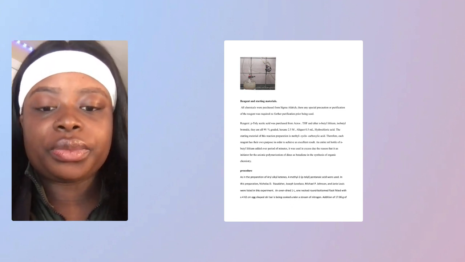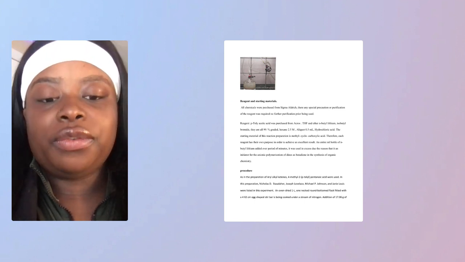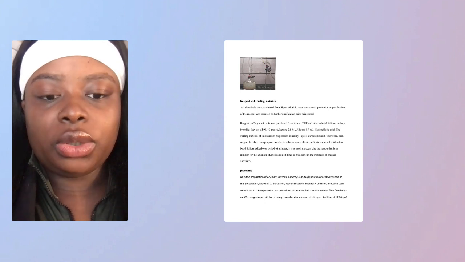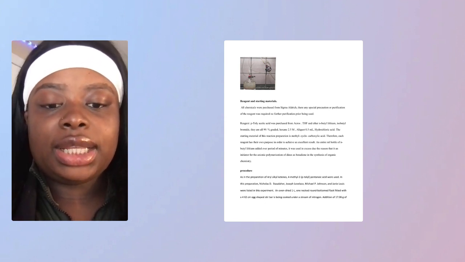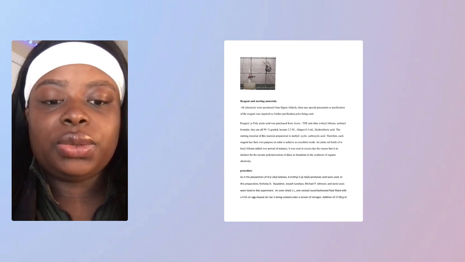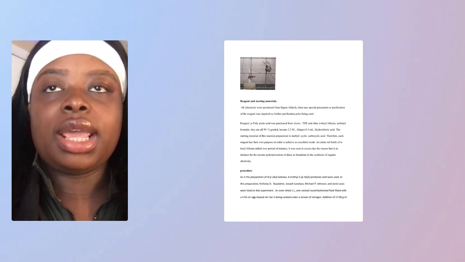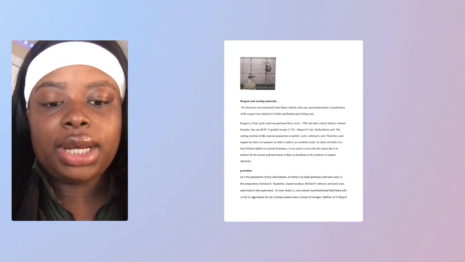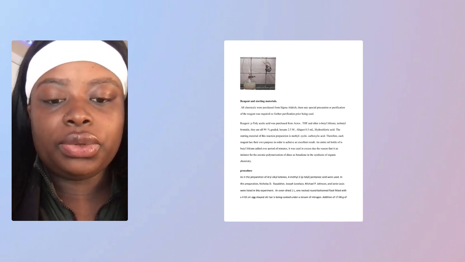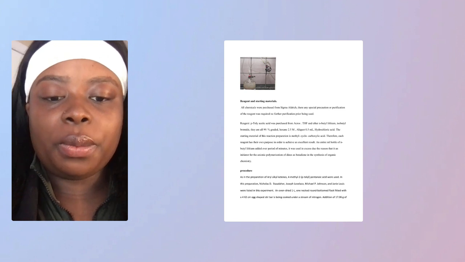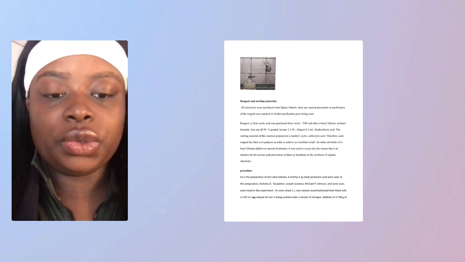The procedure. As in the preparation of alkyl ketene, 4-methyl-2-pentylpentanoic acid was used. In this preparation, Nicholas de Soto, Joseph Lovelace, Michael P. Johnson, and Jean Lewis were listed in this experiment. An oven-dried 1 liter, one-neck round bottom flask fitted with a 4.2 centimeter egg-shaped stir bar was used, cooled under a stream of nitrogen.